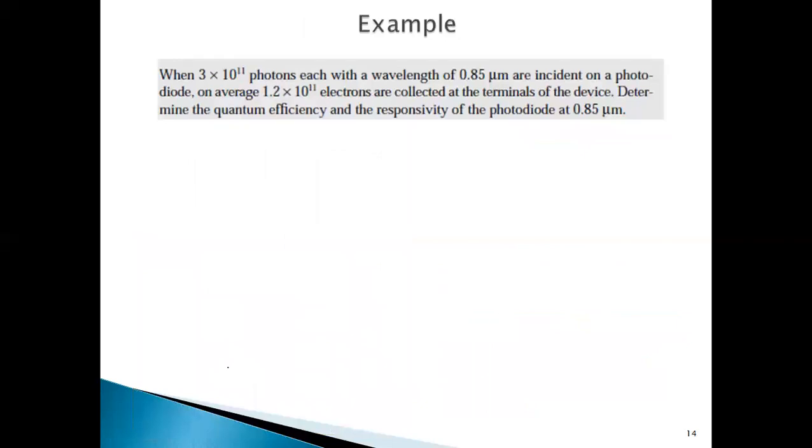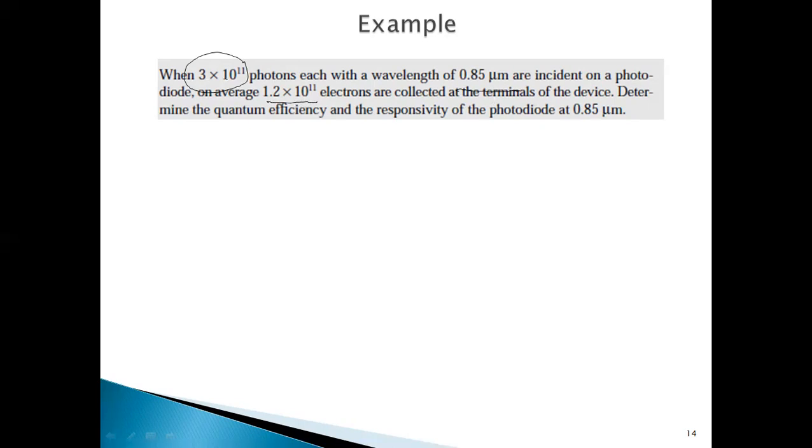So let's have a look at this example, where we are given 3 times 10 to the power of 11 photons with a wavelength of 0.85 micrometer incident on a photodiode. So we have a photon number of 3 times 10 to the power of 11, and the wavelength of the light is 0.85 micrometer, incident on the photodiode. On average, 1.2 times 10 to the power of 11 electrons are collected at the terminals of the device.